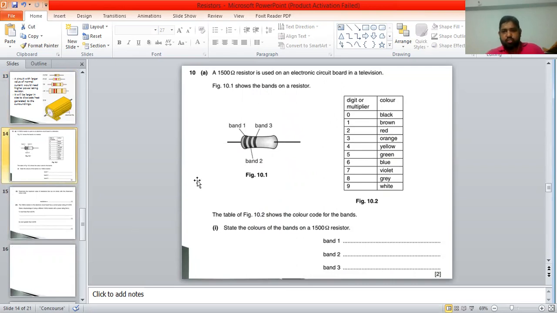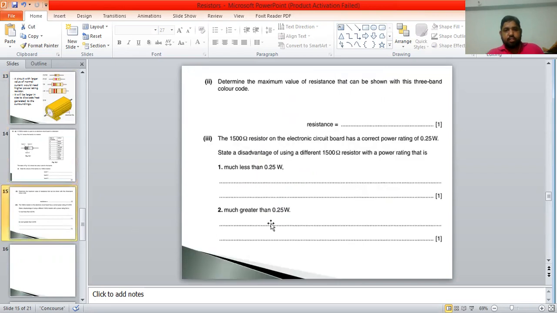1500 ohms resistor है, you are given the table and you have to suggest the bands for a 1500 ohms resistor. Then next, determine maximum value of resistance that can be shown with this three band. What can maximum value of a resistor be shown with the help of a three band color code of a resistor? So जो मैक्सिमम रीडिंग आपके पास होती है वो आई गेस वाइट की है.